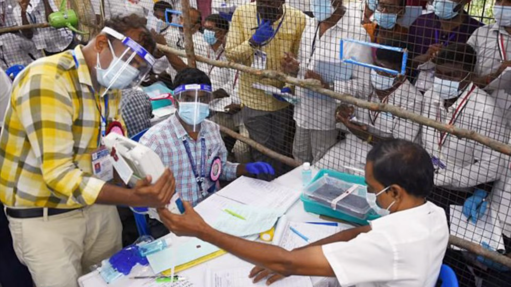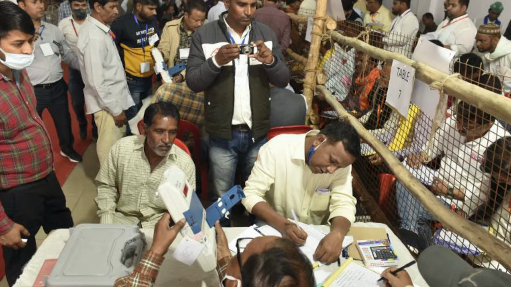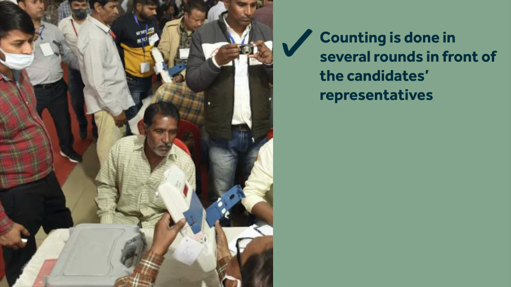Pressing the result button on the EVM displays the votes obtained by each candidate. This is noted down, announced, and uploaded on the ECI platform. Counting progresses in several rounds in the presence of the candidates or their representatives.